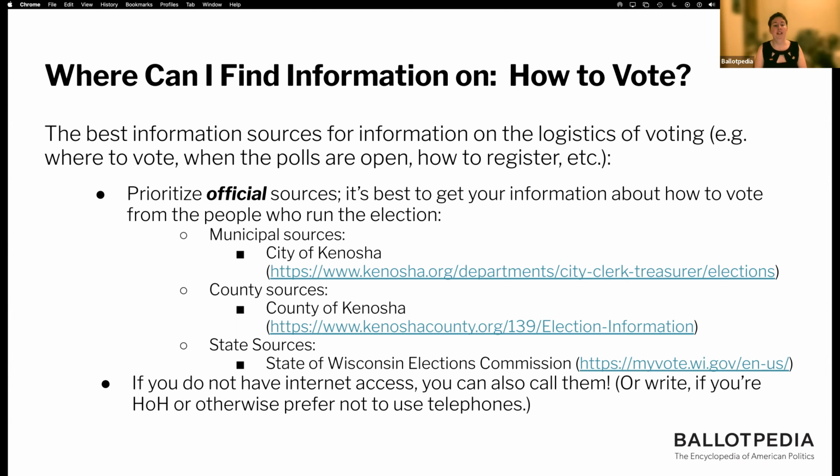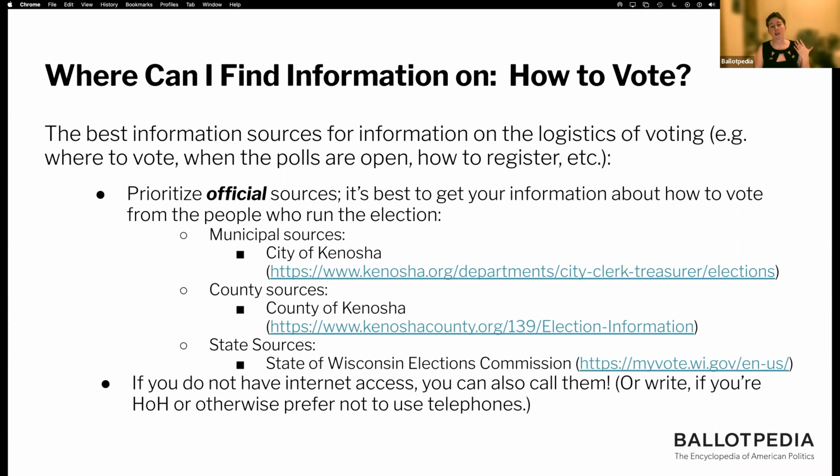And the reason for this is, the example I would give is, let's say that there's a polling place that's set to open on Tuesday for an election, and a pipe bursts on Monday night and it floods and it can't open, and they need to change the polling place. Since the city of Kenosha in this particular case would be the one making that decision, they're going to be the ones who would know about it first.